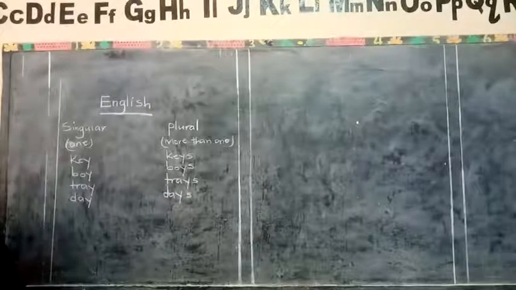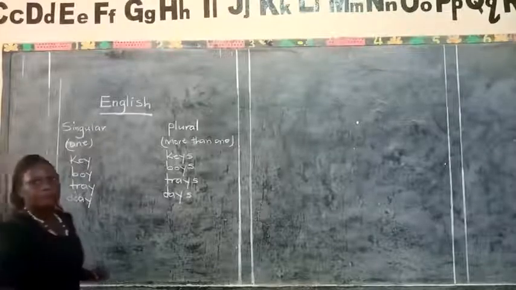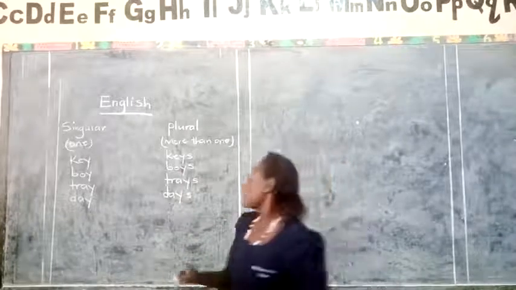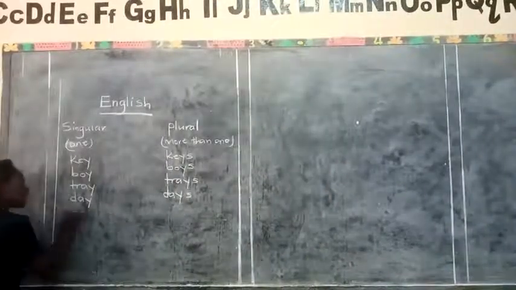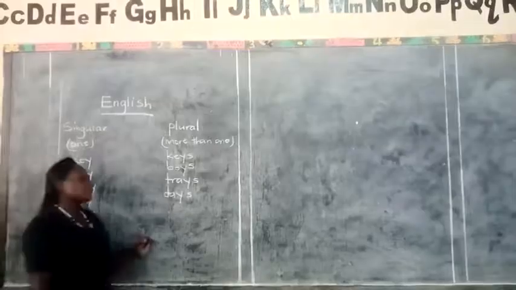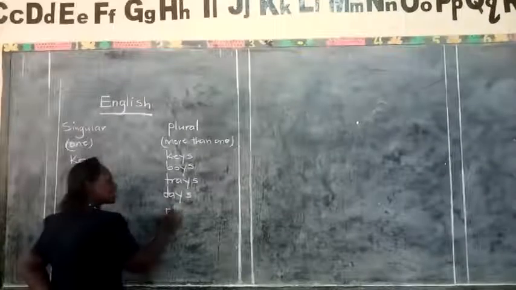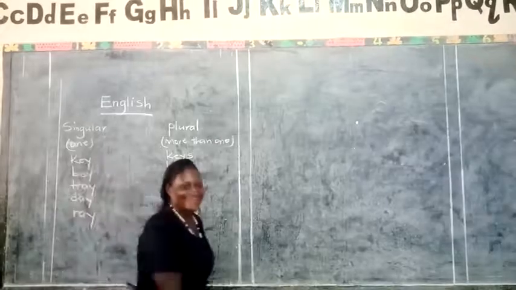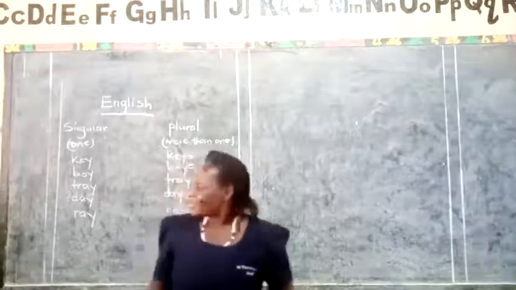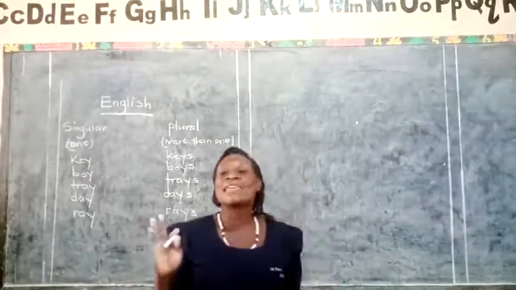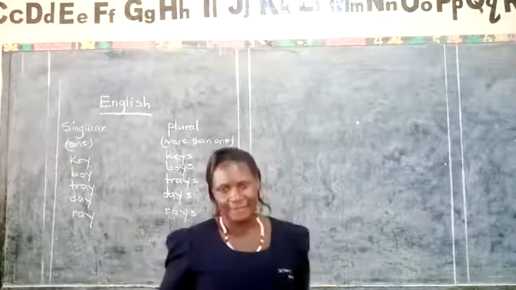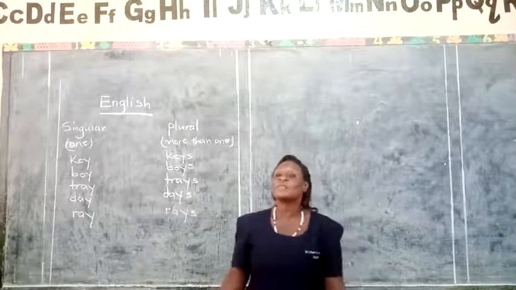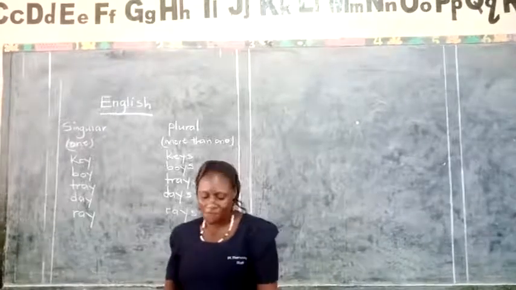We have also ray. Rays of the sun. When we look at ray, it also takes only letter S, and many others. Those ones there, they don't take IES, neither ES. For them, we just add on letter S when changed from singular to plural form.